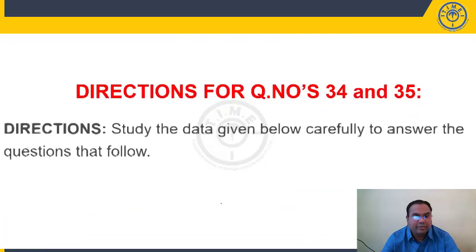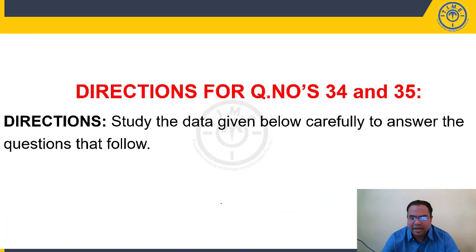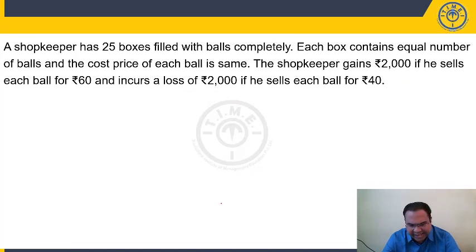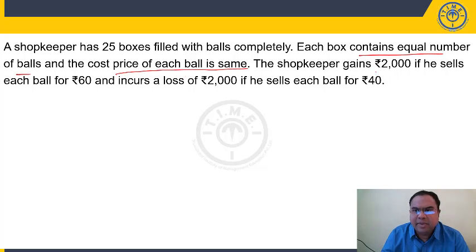Directions for question number 34 and 35. Study the data given carefully to answer the question that follows. So this is based on profit loss, common data questions, right? Shopkeeper has 25 boxes filled with balls completely. Each box contains equal number of balls. Cost price of each ball is same. Shopkeeper gains 2000 if he sells each ball at 60 rupees. Incurs a loss of 2000 if he sells at 40 rupees.